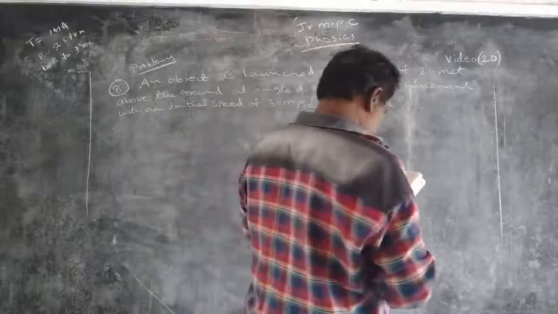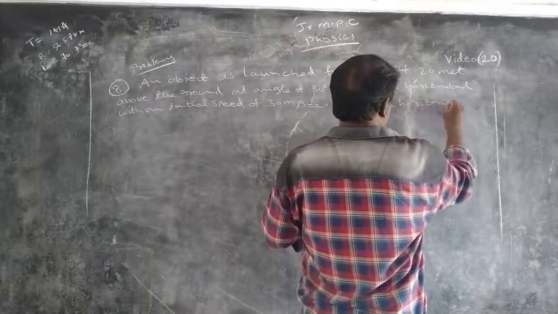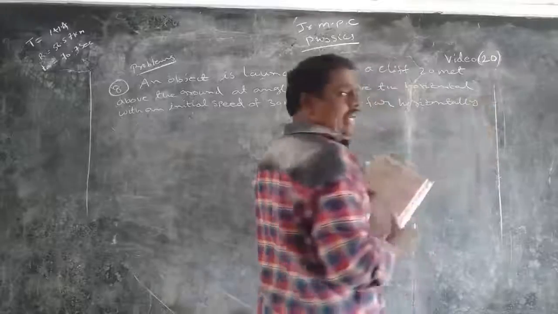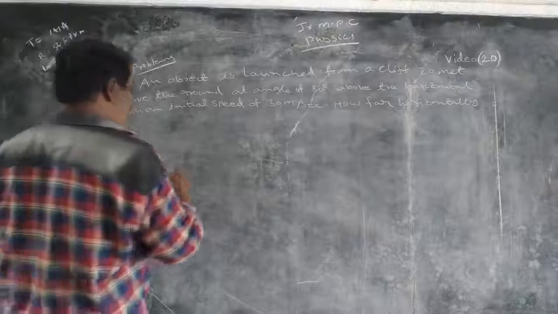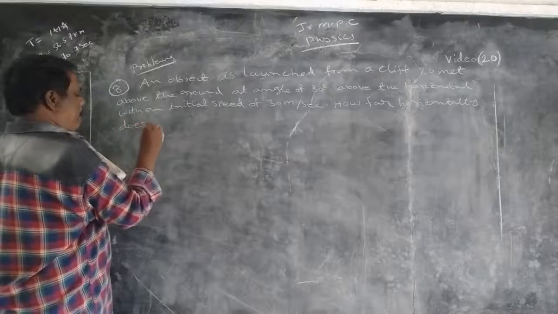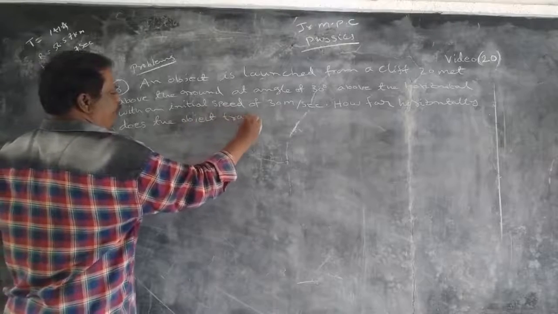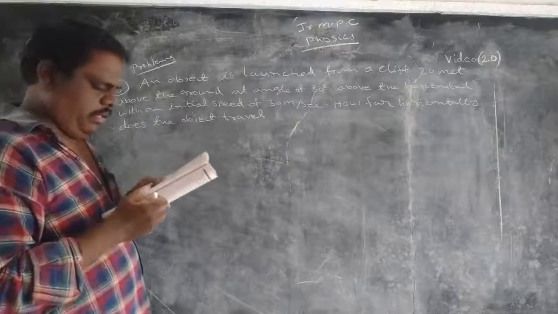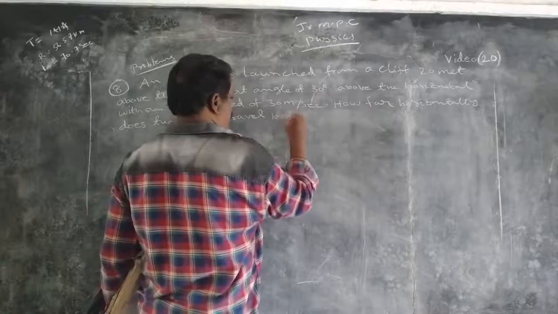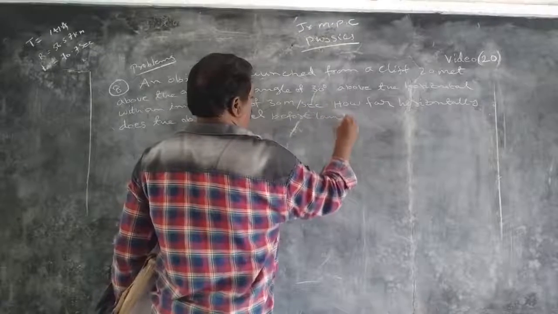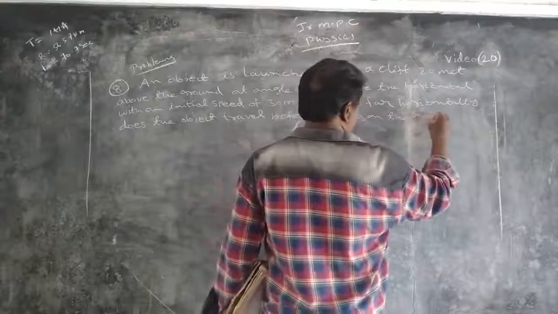How far horizontally does the object travel before landing on the ground?